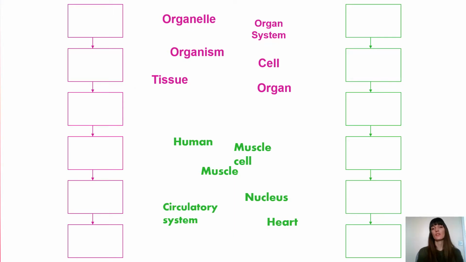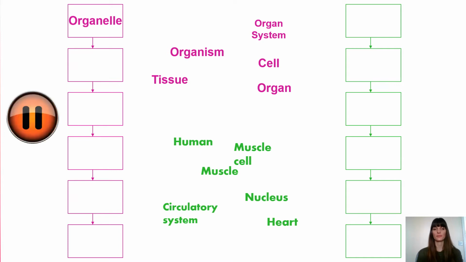So what I'd like you to do here is to put the pink words from the smallest thing to the biggest. Don't worry about the green words just yet. So to start you off, an organelle is the smallest thing on that list. So pause the video and write them down for me.